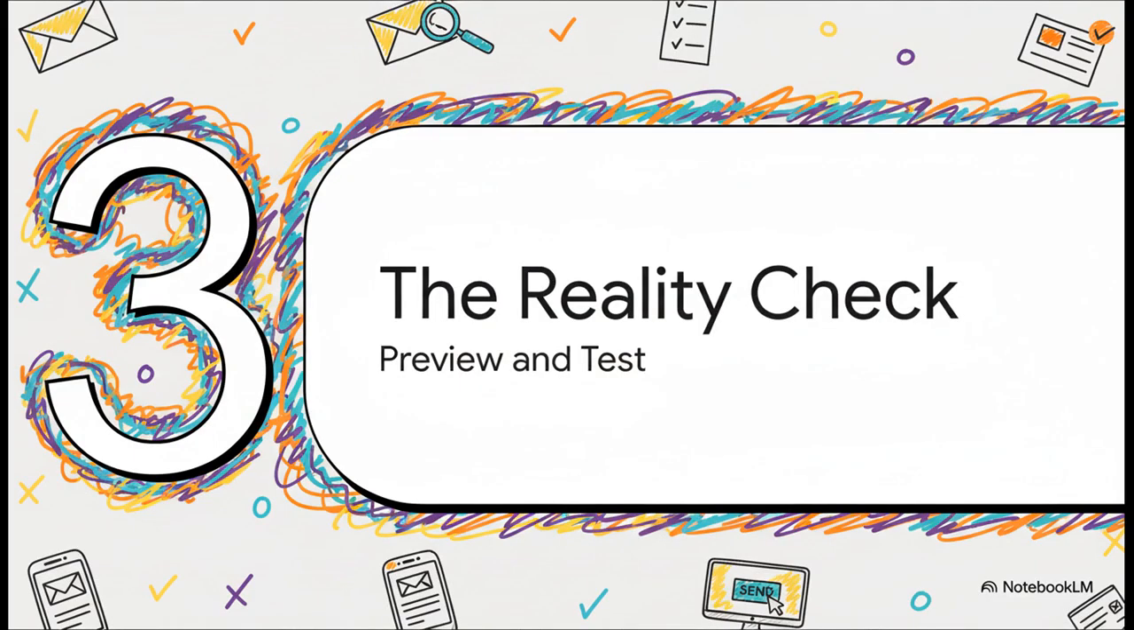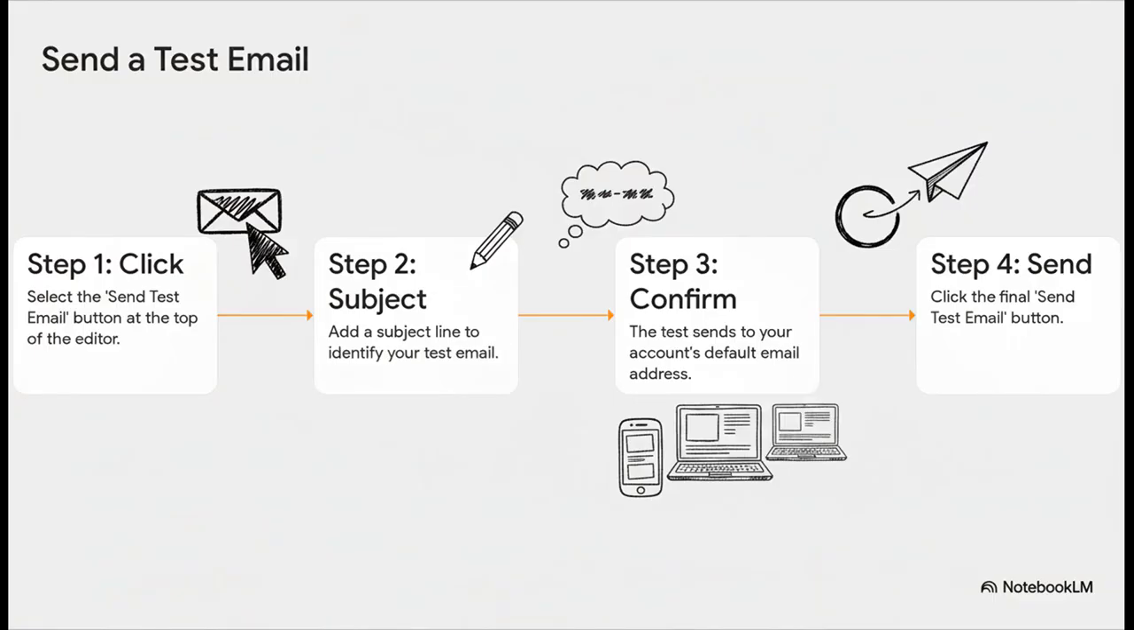Okay, so your design is looking amazing. But wait, before you do anything else, you absolutely have to do a reality check. It is time to preview and test. Do not skip this step. And Canva makes this incredibly simple. There's a Send Test Email button right at the top. You just click that, give it a subject line so you can find it in your inbox, and bam, it sends a preview directly to you. This way you can see exactly what your audience is going to see.